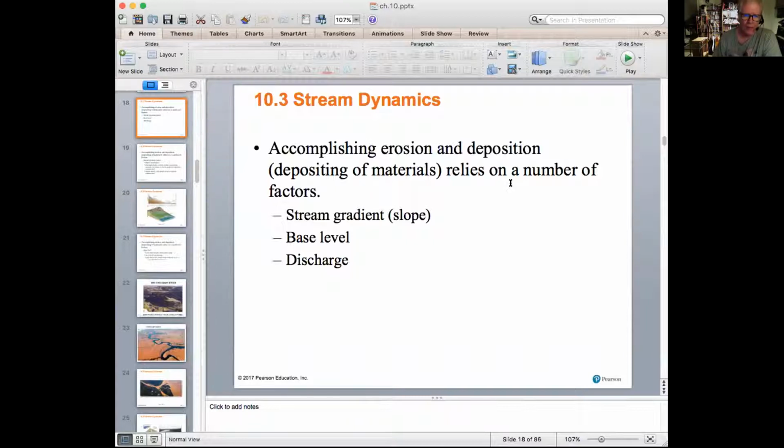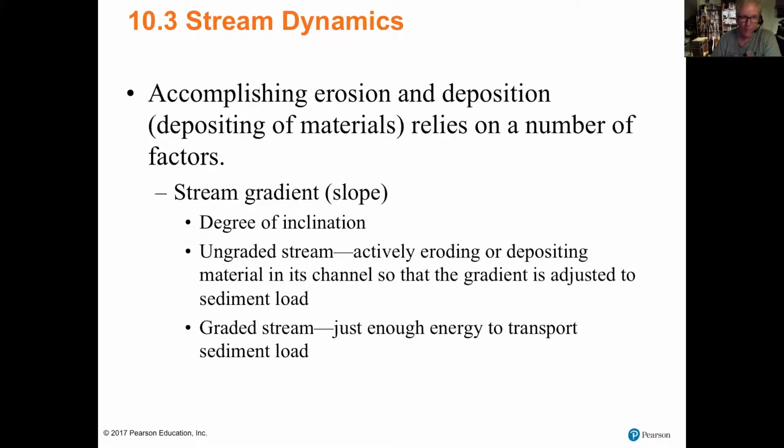Basically, we do 2 things. We erode the landscape, and then we deposit materials. And this is dependent on what we call the stream gradient, the slope of the stream, its base level, which is kind of when it stops erosion, and the discharge, which is the volume, and it's a function of the width and the depth and the velocity of the stream itself. Okay, so keep that in mind.